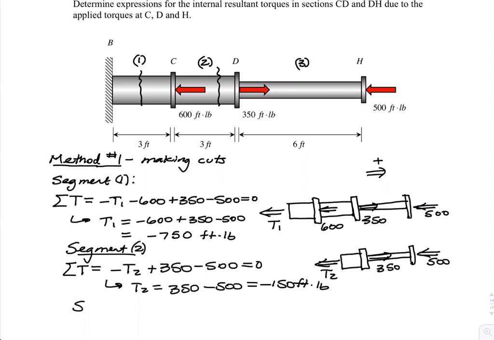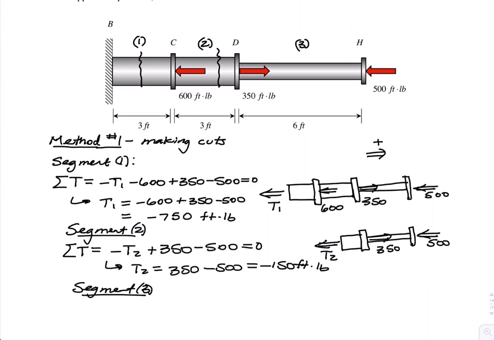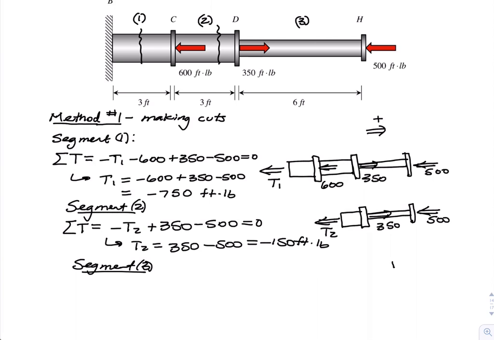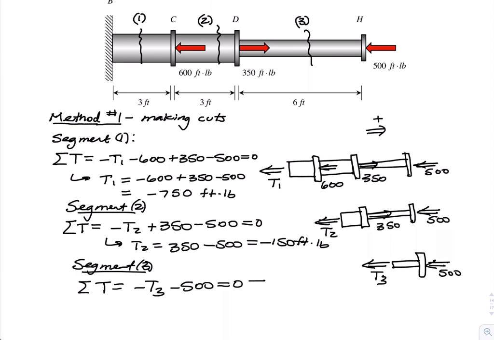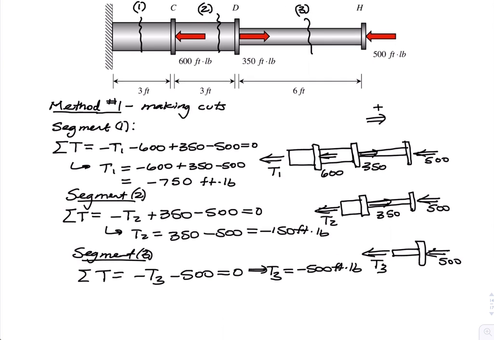And then for segment 3, that's an easy one here. We basically just make a cut across there, and what we find is that the internal torque here, with the 500 there on the end, and drawing in the T3 here, when I sum my torques, I get a minus T3, minus 500. For equilibrium, that's a 0. So T3 is equal to minus 500 foot-pounds of torque. So that's the first method, making cuts, basically looking at sections.